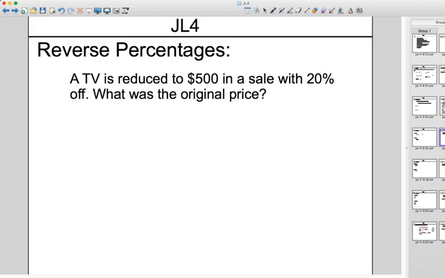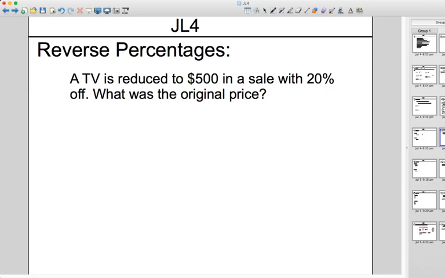Right, so I want to have a look at reverse percentages, and this will give you the opportunity to have a go at these. If you'd like to have a go, please stop the video. If not, I'm going to go through it now. A TV is reduced to $500 in a sale with 20% off. What was the original price?